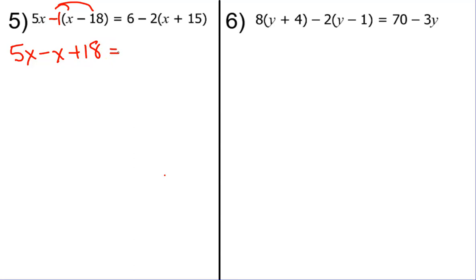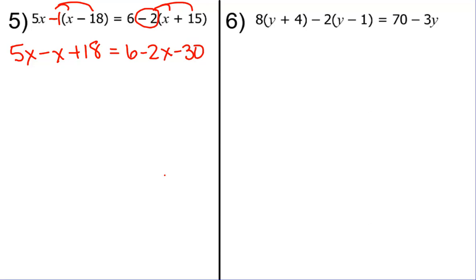All right, my other side. 6 minus 2 times x plus 15. This minus 2 is what I'm going to distribute. The 6 is still here. Negative 2 times x gives me negative 2x. Negative 2 times 15 gives me negative 30.